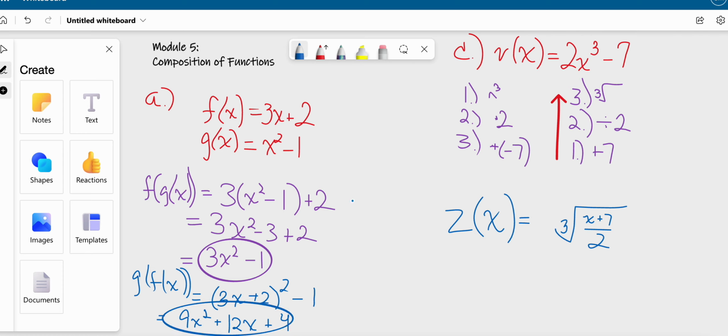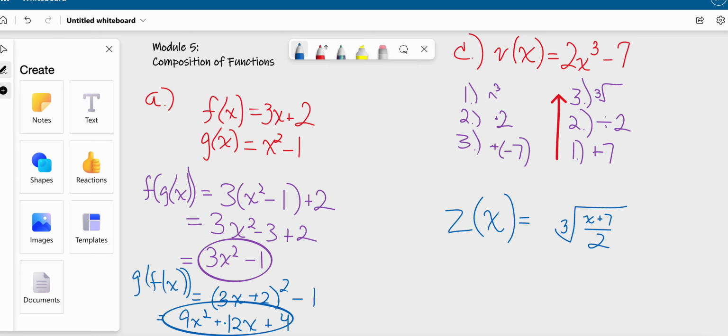Seeing that we did f of g of x and g of f of x, and we were talking about the properties there, I believe we said the commutative property does not apply. Correct me if I'm wrong. That's what we said was correct.